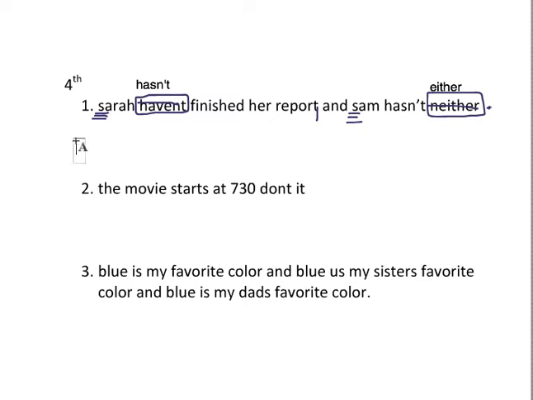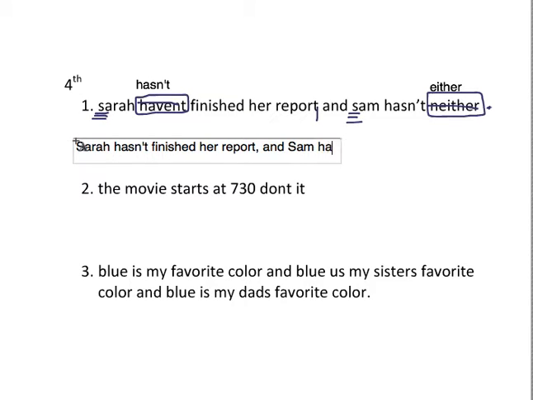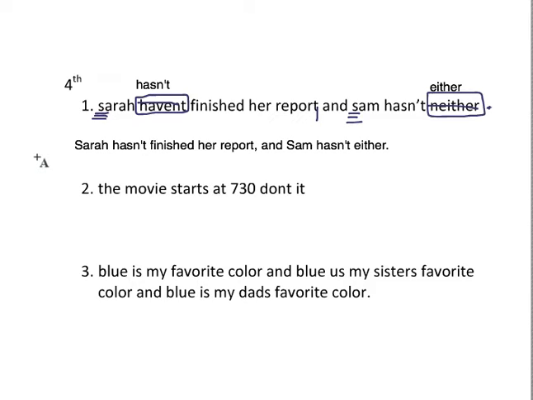So now I'm going to rewrite my sentence with all of the edits that I have created. So I've corrected all of the errors in this sentence, and this is my correct sentence. Sarah hasn't finished her report, and Sam hasn't either. So those would be the corrections for the sentence. It's okay if you didn't get all of them, and if you did, great job. If you didn't, just make sure that you've learned from this video why the changes need to be made, and if you ever have any questions, please feel free to reach out to me as well.